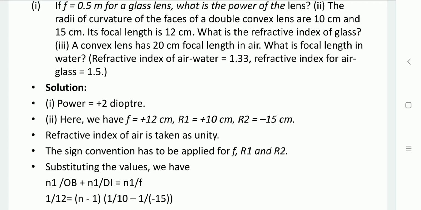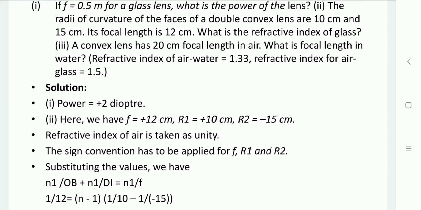Apply these equations and we get 1 by 12 equals N minus 1, into 1 by 10 minus 1 upon minus 15. Make N the subject of the formula. So we get the refractive index of glass N equal to 1.5.